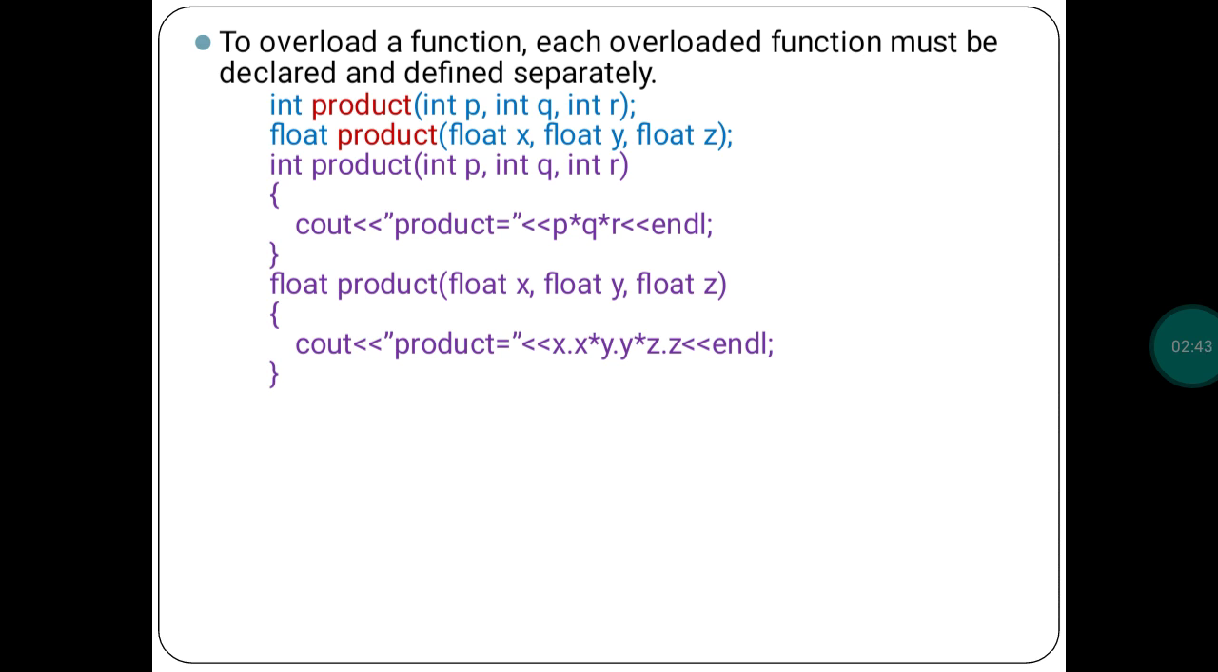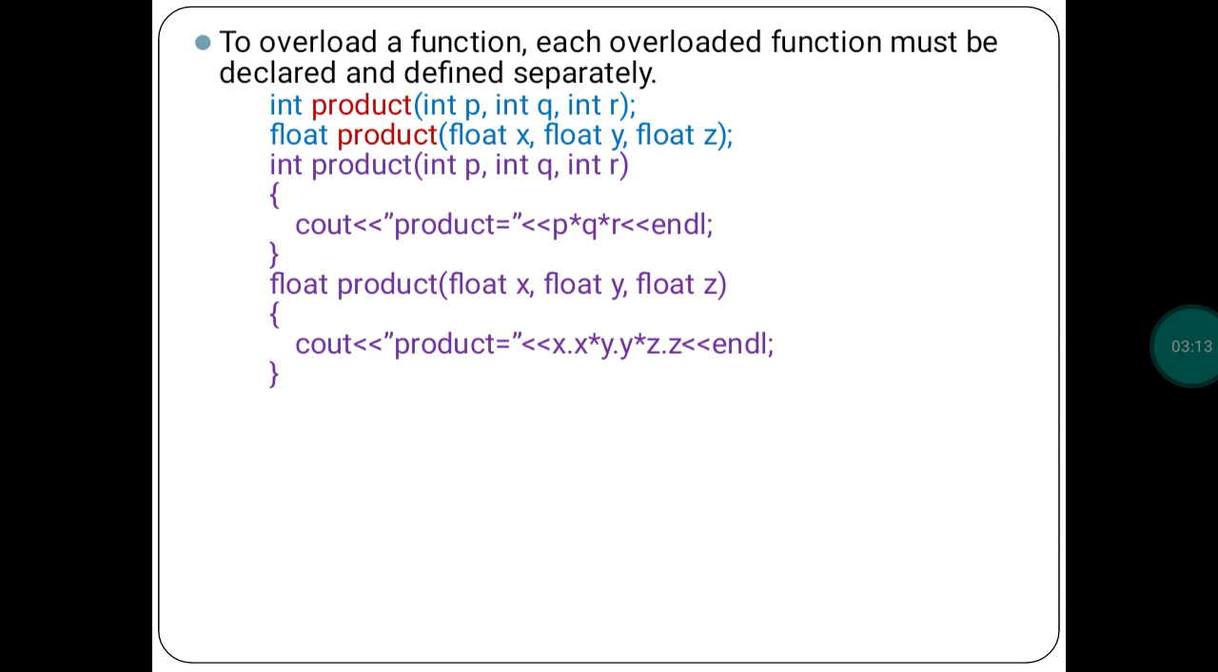Then the second function, float product. Again the function name is the same, the return type is different, that is float. Then float x, float y, float z. What is the difference between int and float? You already know that. Int means integer numbers, float means floating point numbers, that is fraction numbers. Whenever you have a fraction number, in that case you have to use float. If you have integer numbers, you can use int.